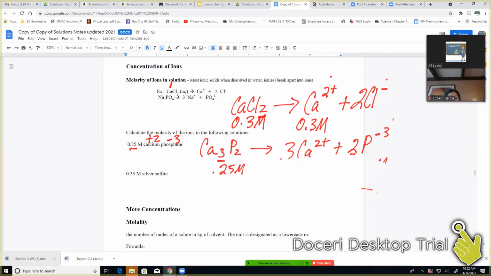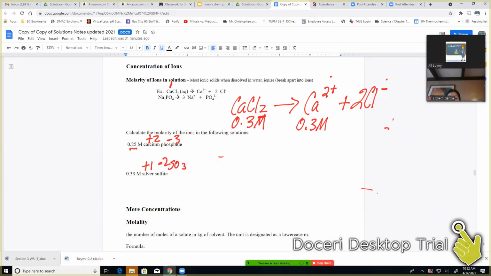All right, why don't y'all try that next one, and I'll tell you what their charges are in case you hadn't gotten out your ion sheet yet. Silver is a +1, and sulfite, which is SO3, it's a -2. So that should help you write the formula, and then go ahead and go through and see if you can ionize it. Louis, sit up and try it. Give it a try.